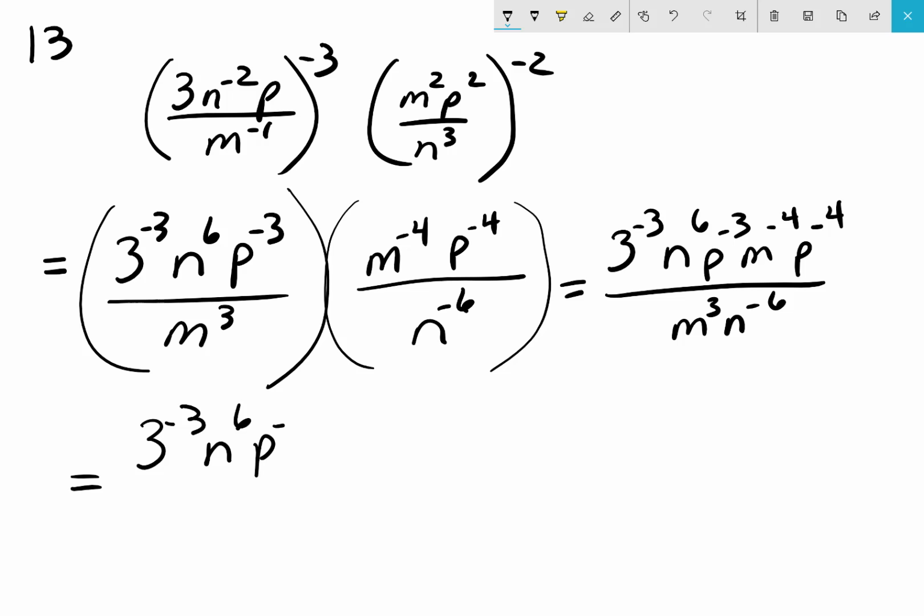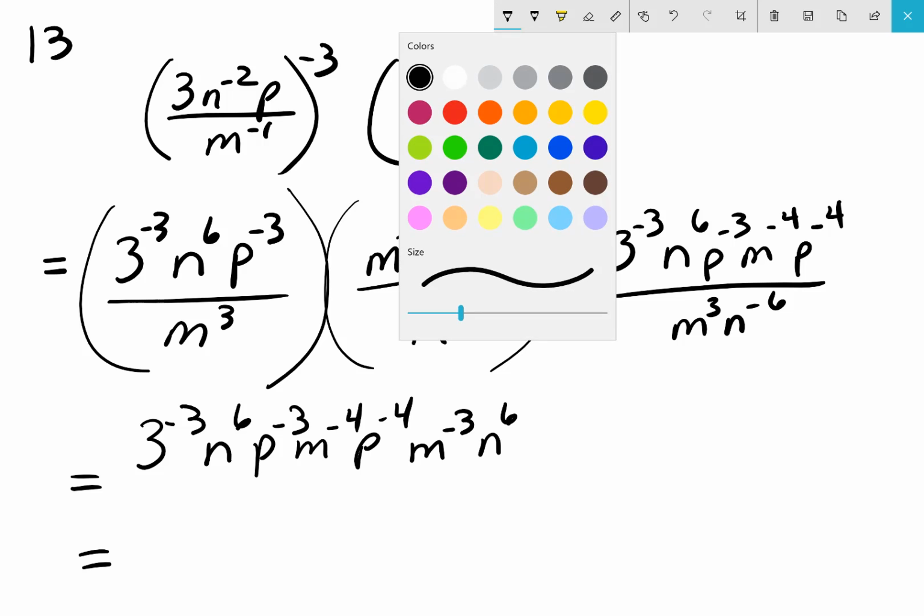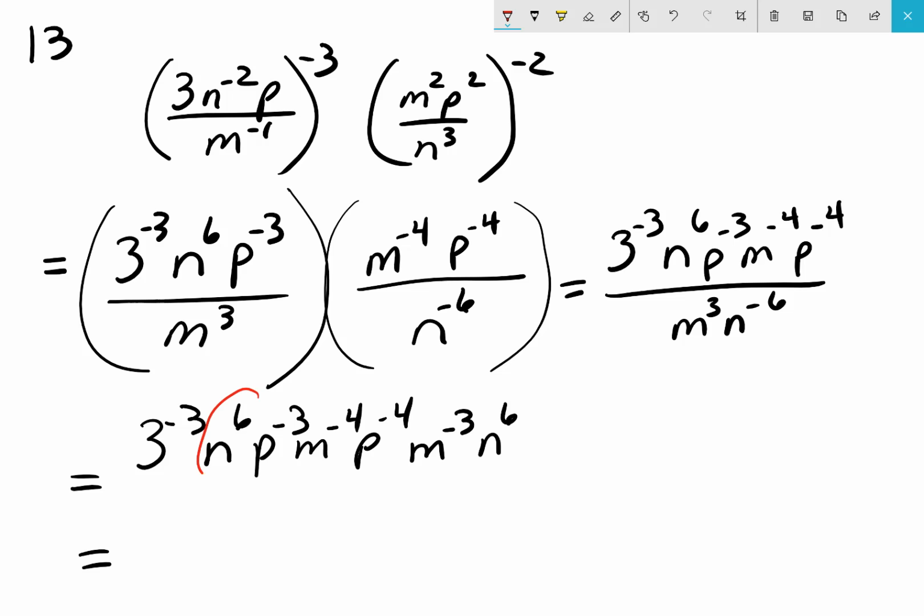So here's the numerator, m to the negative 4, p to the negative 4. If you move that m cubed up to the numerator, it becomes m to the negative 3. If you move the n to the negative 6 up to the top, it becomes n to the positive 6. And now I'm going to go ahead and just add the exponents on the like bases. All right, so like bases, we've got n to the 6th and we've got n to the 6th. We're multiplying like bases, so we add the exponents. So that's going to be n to the 12th.